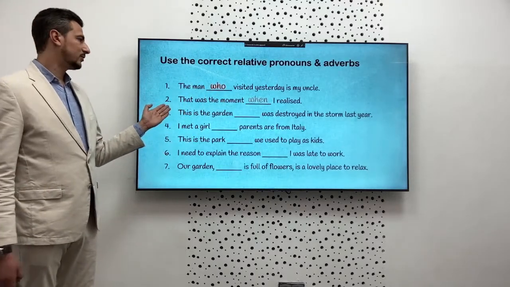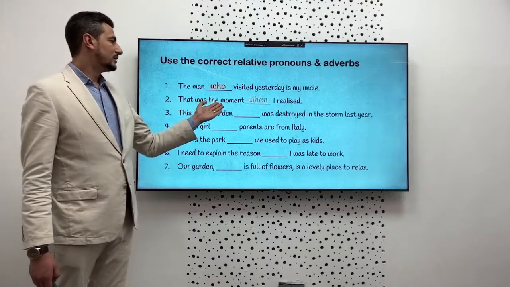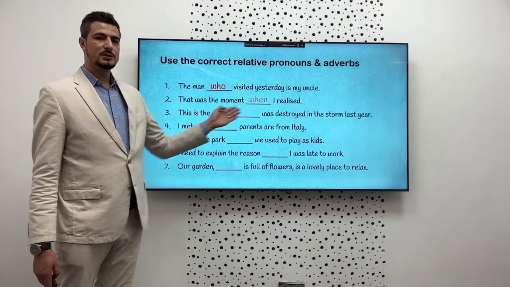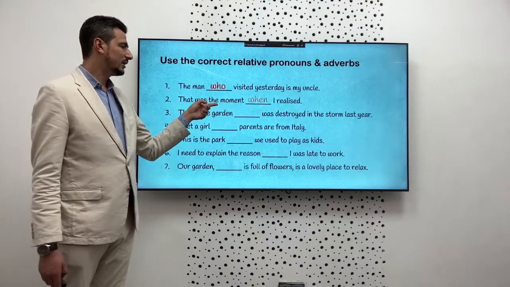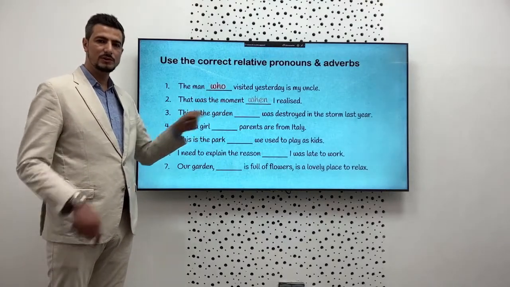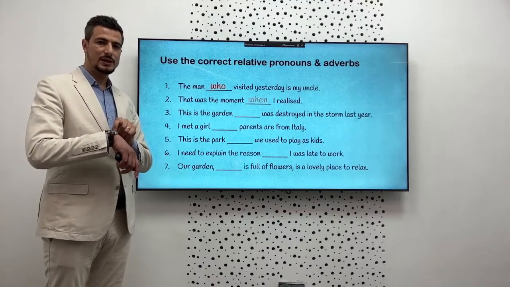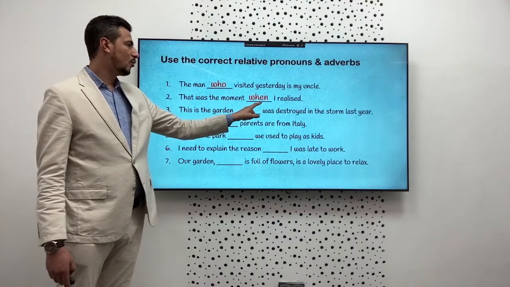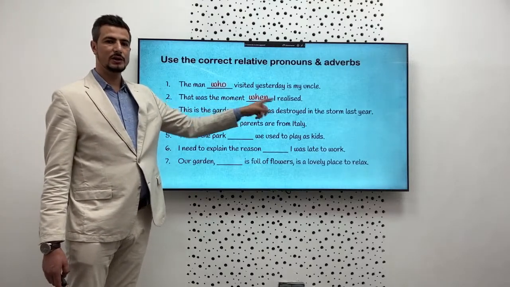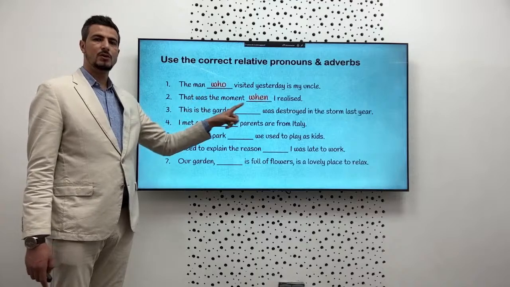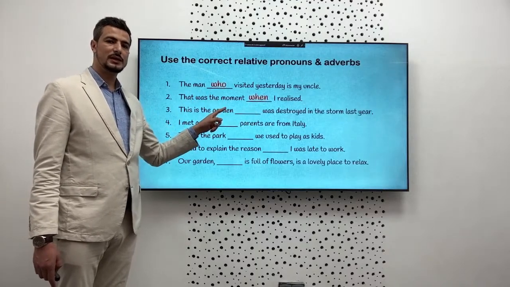The second example, that was the moment I realized. That was the moment I realized. The moment here, is it a place? Moment. So it's time. We need to use when. That was the moment when I realized. Who with people. When with time.